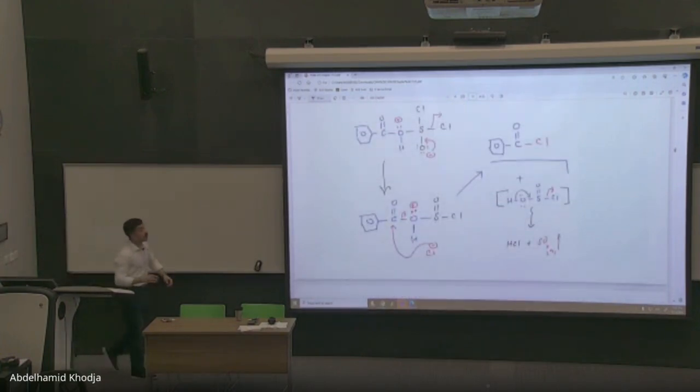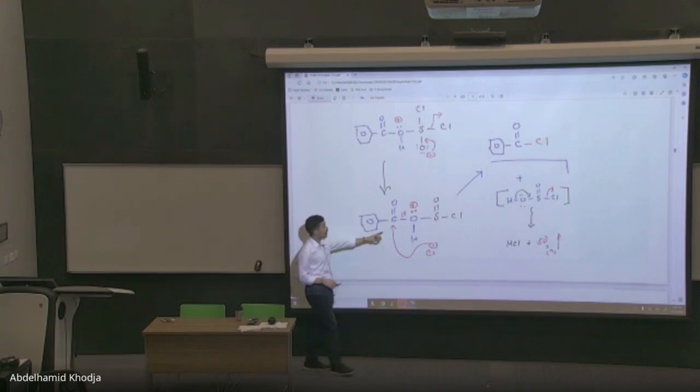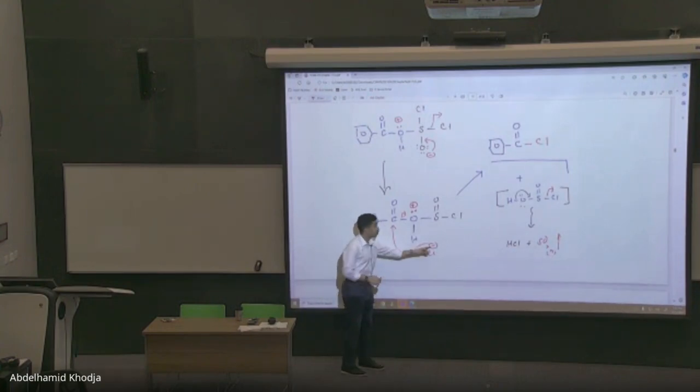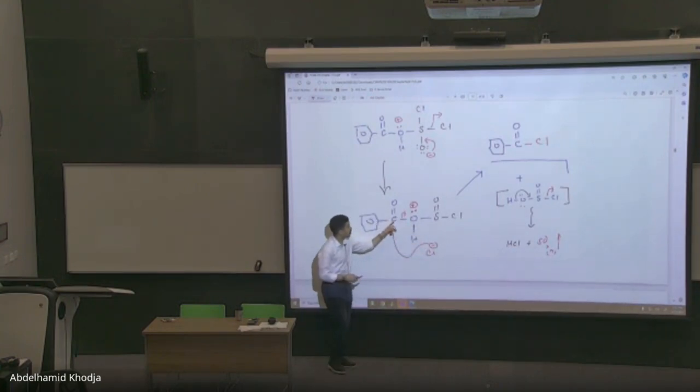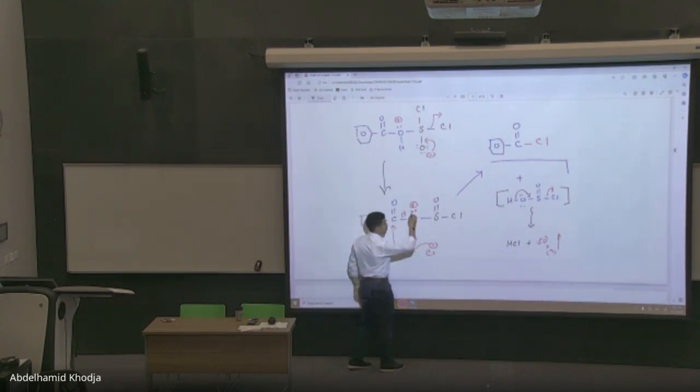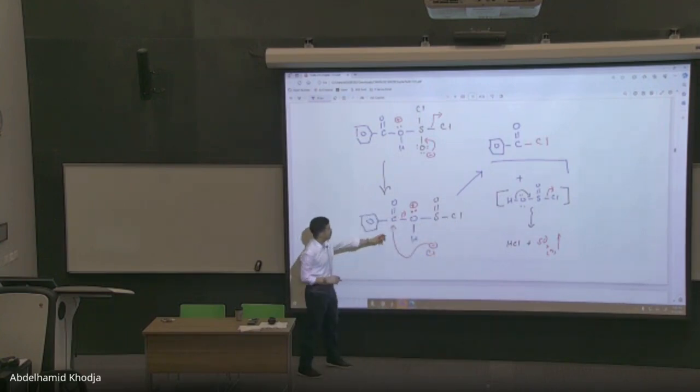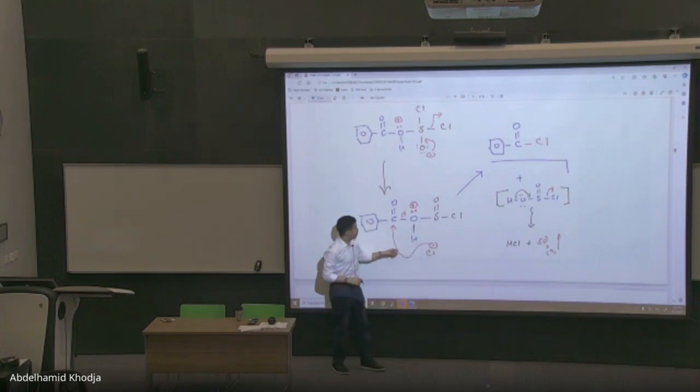What is it going to do? It's going to come in and attack your carbonyl. Why the carbonyl? Because look at the final product. We want to have Cl attached here, and we want to get rid of the OH. So how have we gotten rid of the OH? Using this big group over here to just rip it out. When the Cl minus comes in, it causes the C-O bond to break.